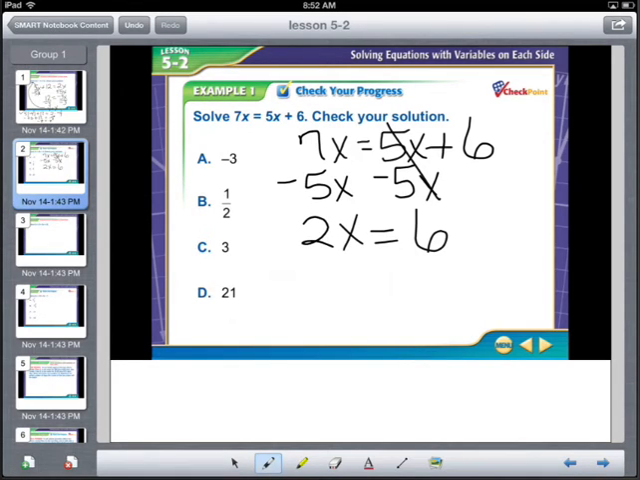Now I want to get the x by itself. What's going to get rid of multiplying by 2? Dividing by 2. And I have to do it to both sides. So then x is equal to 3.